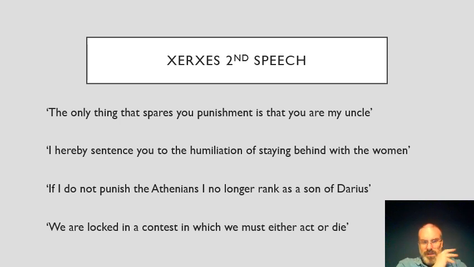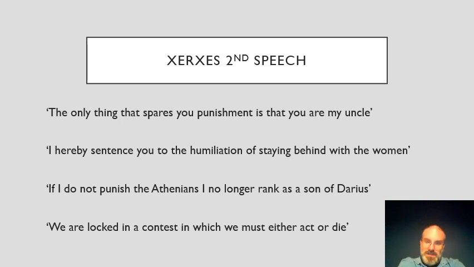Now, he then says, "If I do not punish the Athenians, I no longer rank as a son of Darius." So he's characterizing himself, not necessarily in a negative way, perhaps. He is seeking vengeance for the wrong done against his family, and vengeance is an important ideal for both the Greeks and the Persians, and he's doing this to maintain his status. So, not completely unreasonable, perhaps.